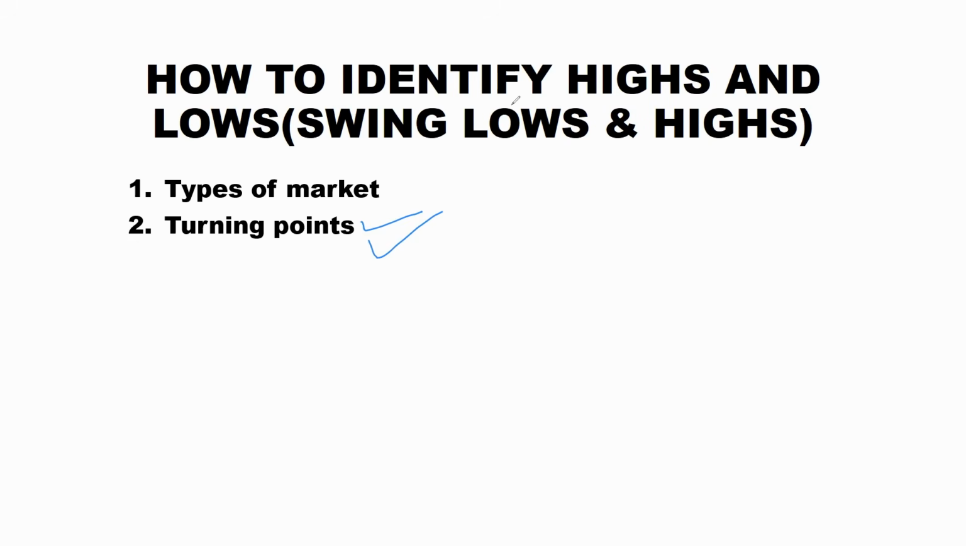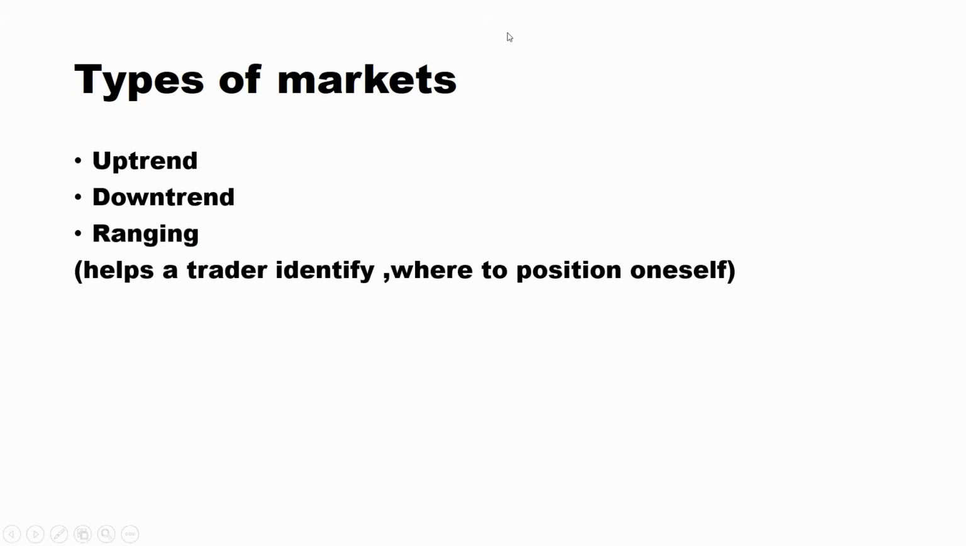So without wasting time, let's go into the theoretical part. As usual, we start with theory, then we go to the practical bit on the charts, right? Now, what are the types of markets that are available? Like I said, I'm not going to waste a lot of time on this because we all know it. We have uptrend, downtrend, and the ranging market. Why are we speaking about these types of market? We already know them. It's because this helps a trader identify where he or she is supposed to be positioning to take trades.